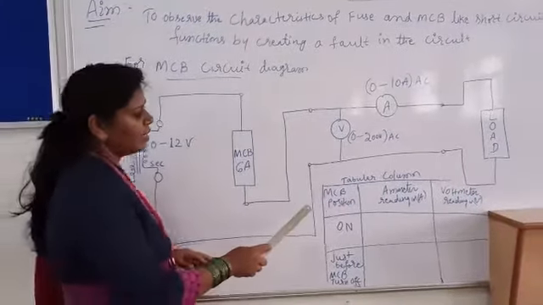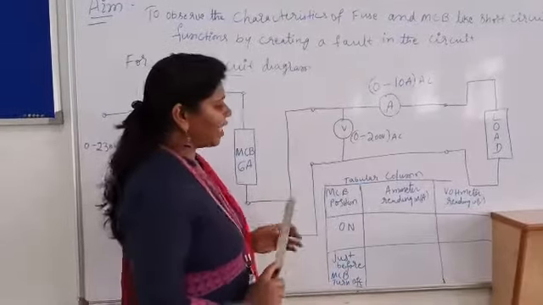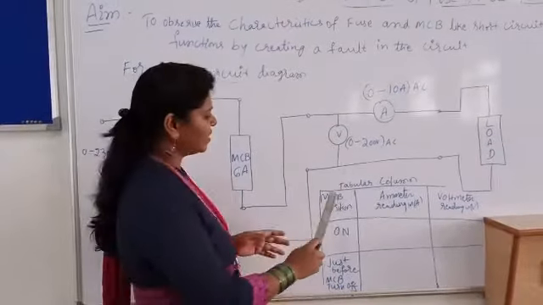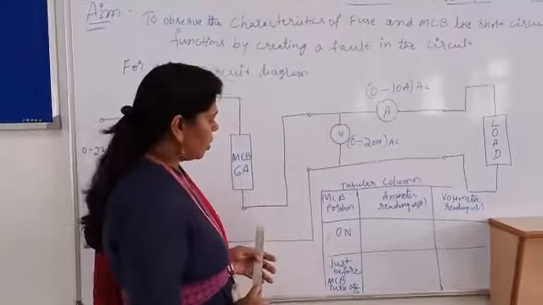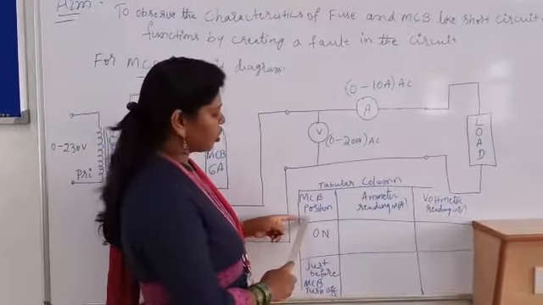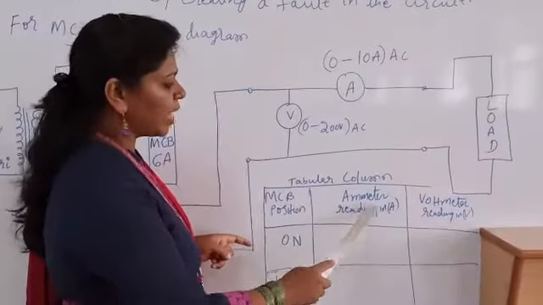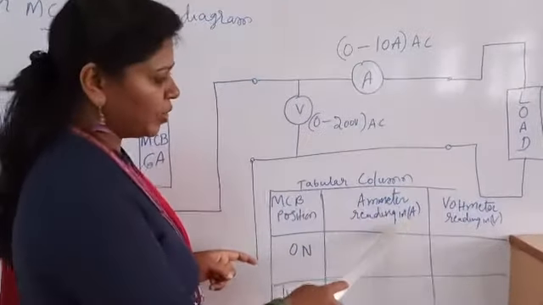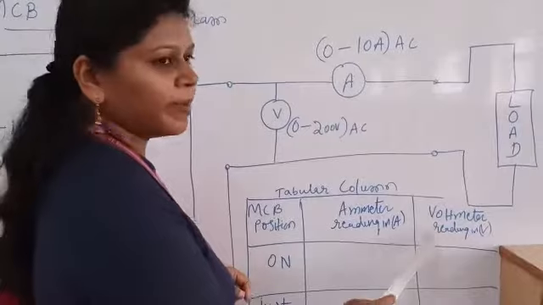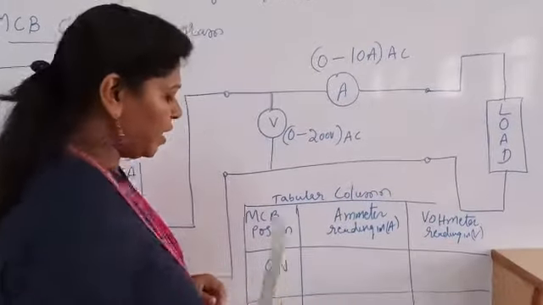Now we will see what values you are going to tabulate. We will see the tabular column now. The first column is the MCB position, the second column is the ammeter reading in ampere, and the third column is the voltmeter reading in volts.